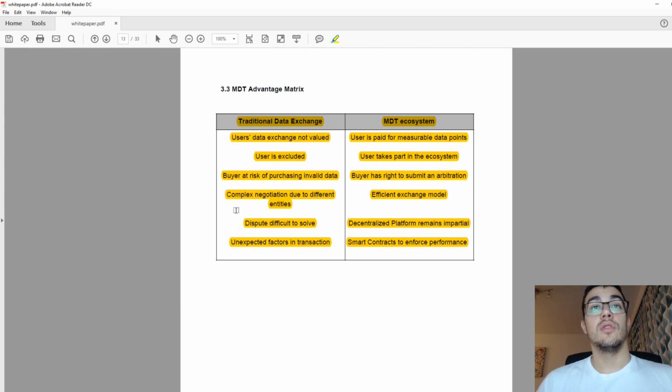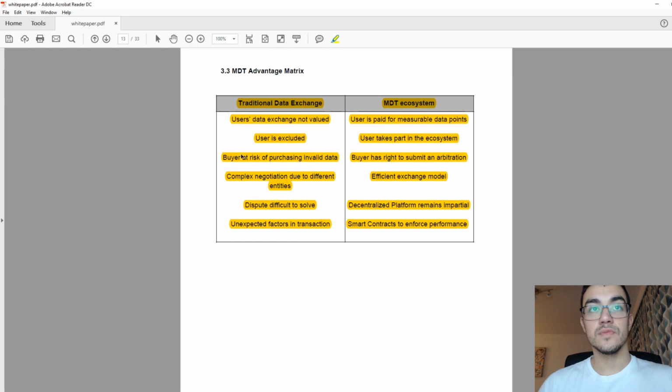In the traditional data exchange, buyers are at risk of purchasing invalid data without knowing. In the MDT ecosystem, the buyer has the right to submit an arbitration. Traditional exchange involves complex negotiation due to different entities. In the MDT, it's not like that because you have an efficient exchange model.